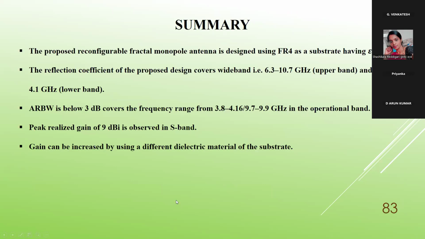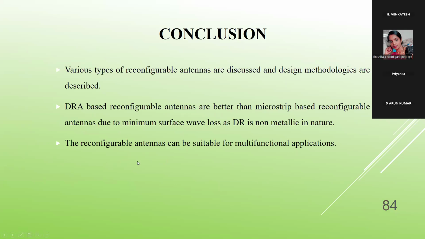The proposed reconfigurable fractal monopole antenna is designed on a substrate, with reflection coefficient 6.3 to 10.6 as the upper band, and 2.27 to 2.5 and 3.4 to 4.1 gigahertz as the lower band. The axial ratio bandwidth below 3 dB covers the frequency ranges from 3.8 to 4.1 and 9.6 to 9.9 gigahertz in the operational band. Peak realized gain is 9 dBi, and gain can be increased by using different dielectric materials of substrate for the bands where we have achieved less gain. So this is the end, the final conclusion.